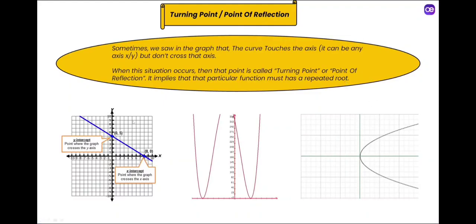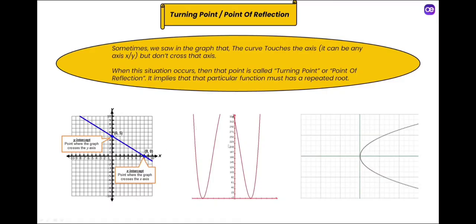Okay, now look at the first graph. Here this curve crosses the y-axis. Look, it crosses the y-axis at the 0, 5 point. So the y-intercept is 0, 5, and this curve or straight line crosses the x-axis at the 8, 0 point, and this is the x-intercept. Look at this. The straight line is crossing the y-axis and x-axis, and both are intercepts. One is the x-intercept and the other is the y-intercept.